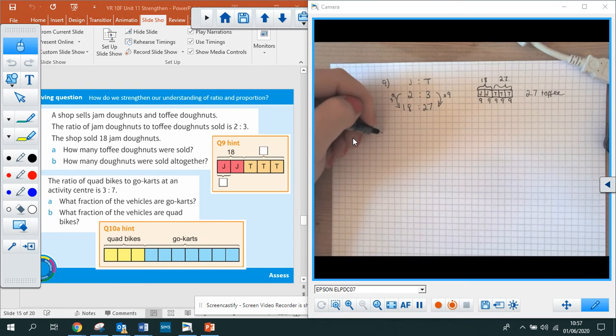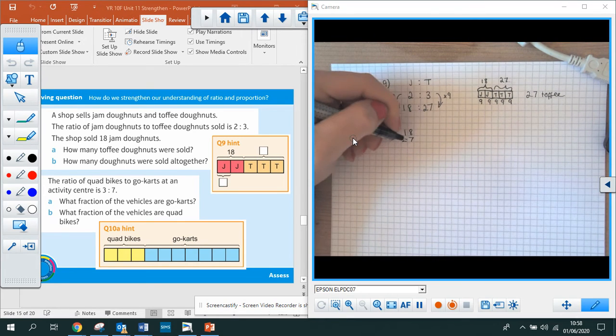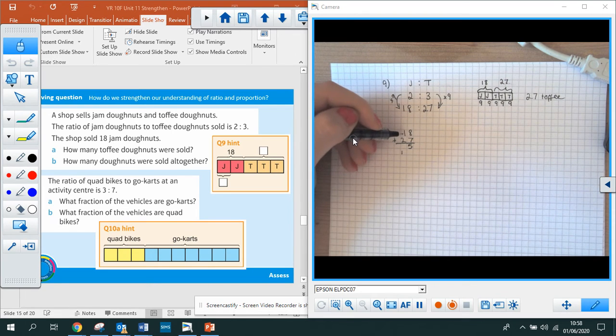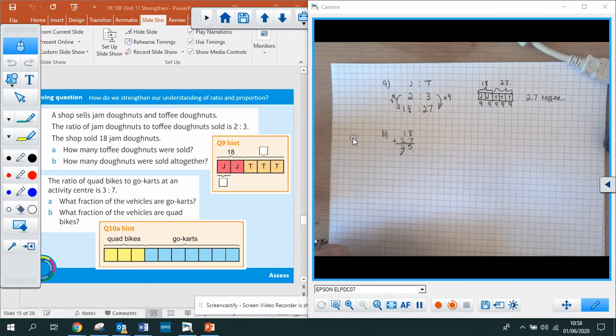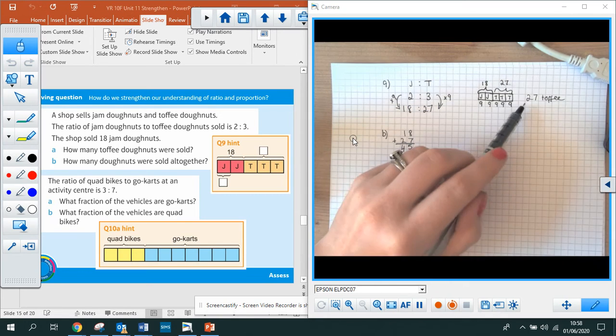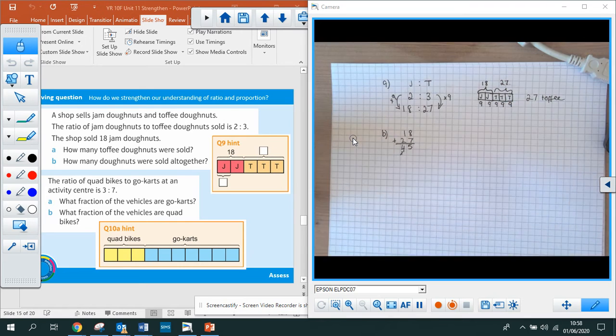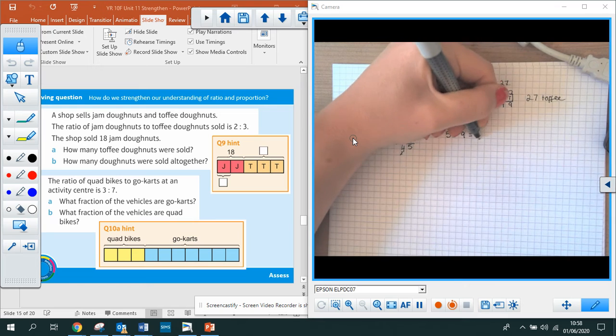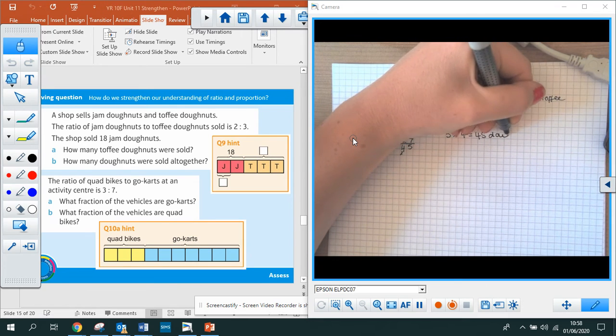Okay, part B. How many donuts are sold altogether? Well, I need to add my 18 and 27 together. 8 add 7 is going to be 15, so I'm going to do 5, carry 1. 1 add 2 is 3, add 1 is 4. So it's 45 sold altogether. Or you could have said there's 1, 2, 3, 4, 5 lots of 9 sold. So you could have also done 5 times 9, which gave you 45 donuts.